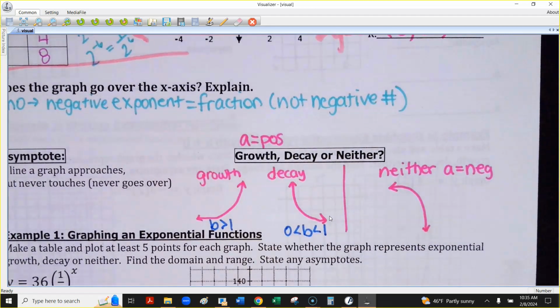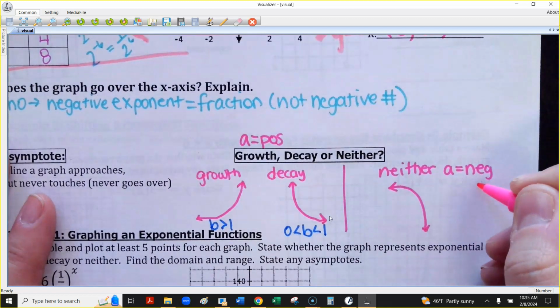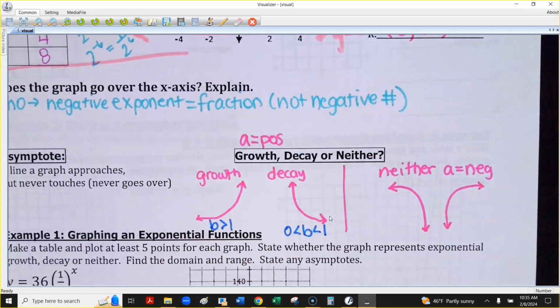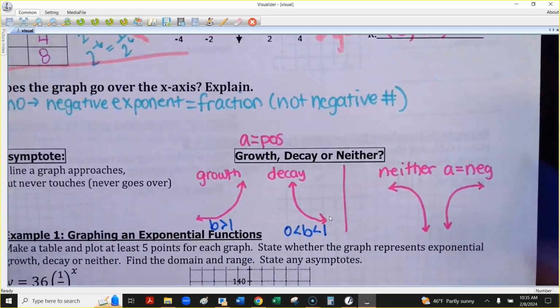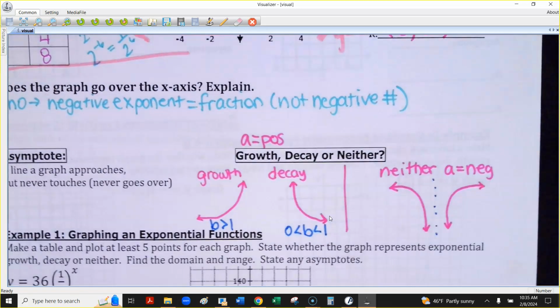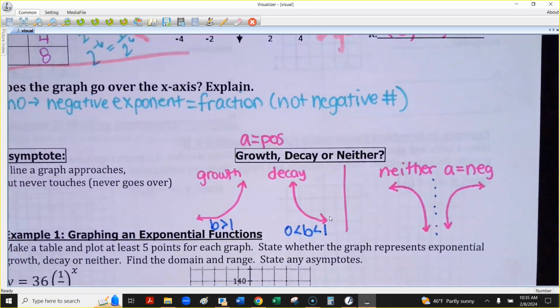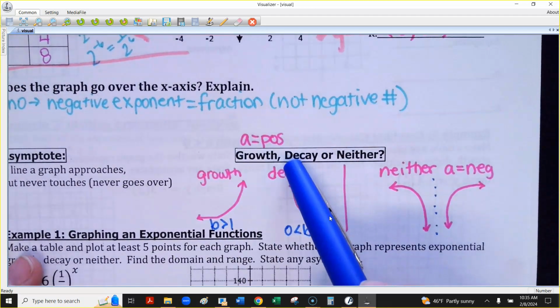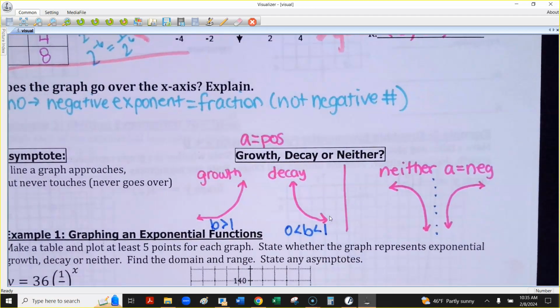If you have neither, and it can go either direction, like flipped, basically those two flipped over. Sorry, these are supposed to be like two separate graphs. They're not together. But if it goes down, it's not exponential growth or decay, it's in the category of neither. If it goes up from left to right, it's growth. If it goes down from left to right, then it's going to be decay. And we're going to graph all these to practice today. Does anybody have a question? Okay.